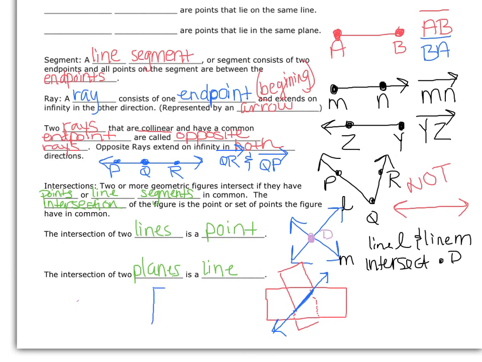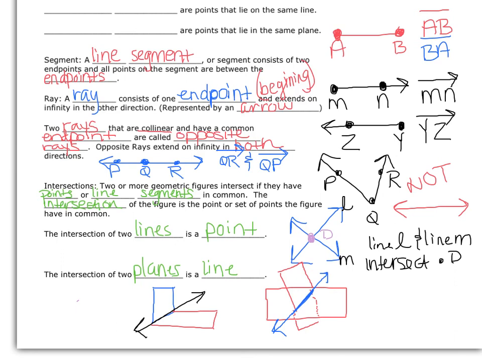Another way to think about this is the walls of your classroom, and then the floor of your classroom. If you have a wall and a floor, one little point is not going to be able to hold all of that up. You're going to need an infinite amount of points to hold up the wall and the floor. That's how I always remember that they're two bigger pieces, so obviously the intersection is going to be a lot larger than one point.